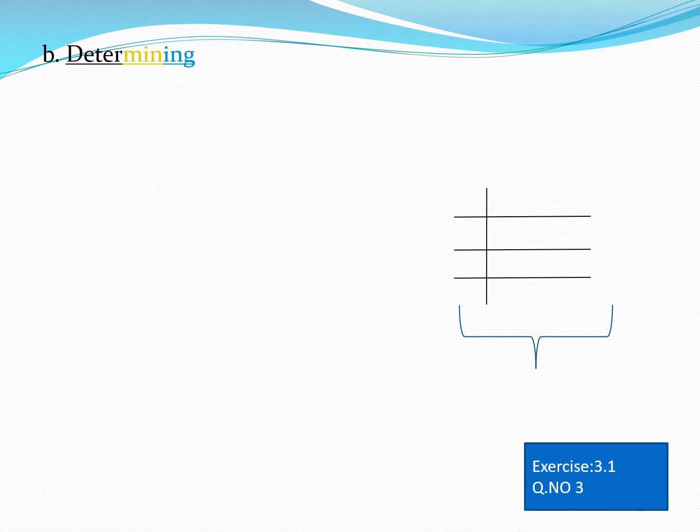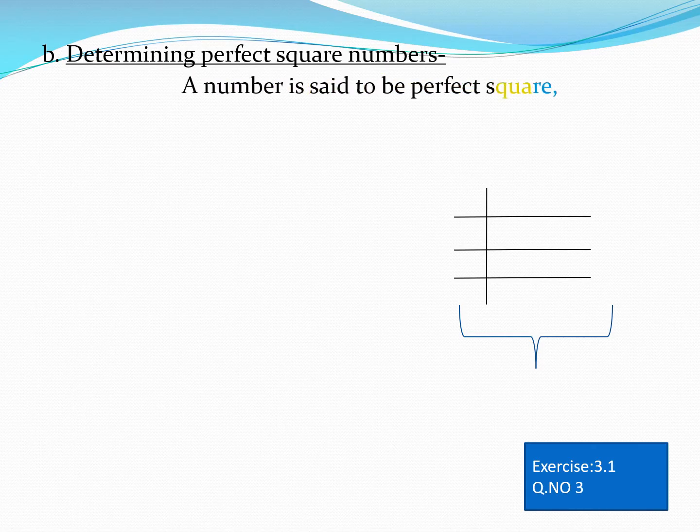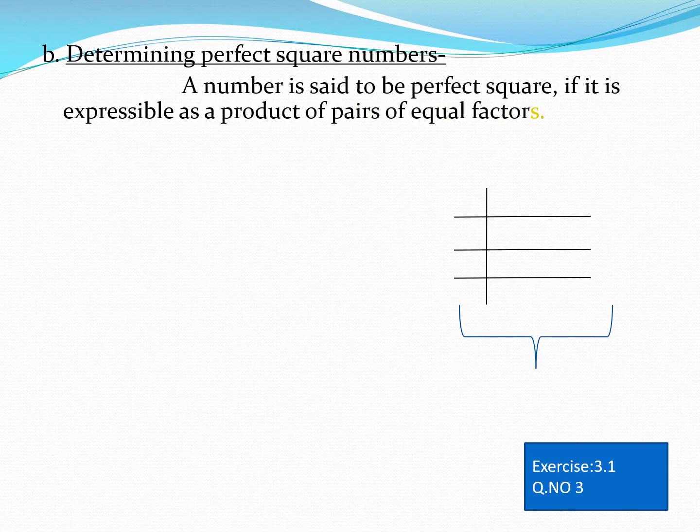Here we will learn to find out whether a given number is a perfect square number or not. It is clearly written: a number is said to be perfect square if it is expressible as a product of pairs of equal factors. To understand it more clearly, we will take an example, a number 196. Now we have to find out whether 196 is a perfect square number or not. For that, you have to first factorize 196 using prime factorization method.